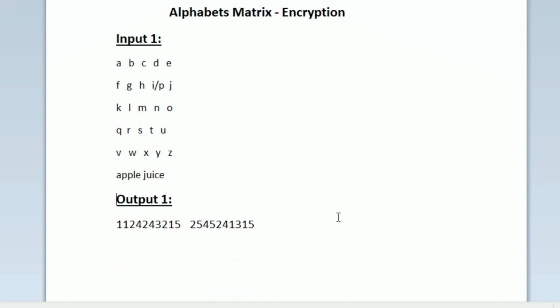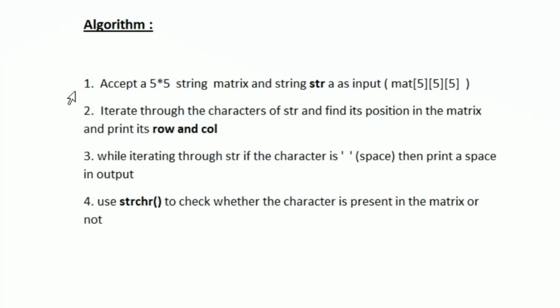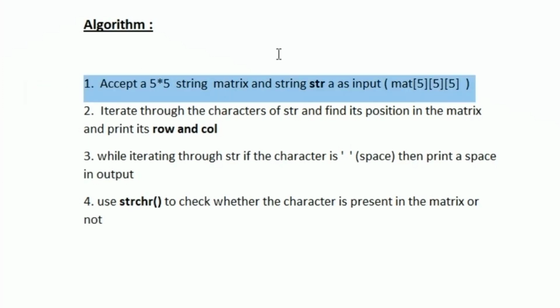Now let us see how to implement the logic for this in the C programming language. First we have to accept a 5x5 string matrix as input, because one cell will always contain 3 characters. That is why we are going to accept our input matrix in a string format. After accepting the matrix, we are given a string as input, so we have to accept that also.